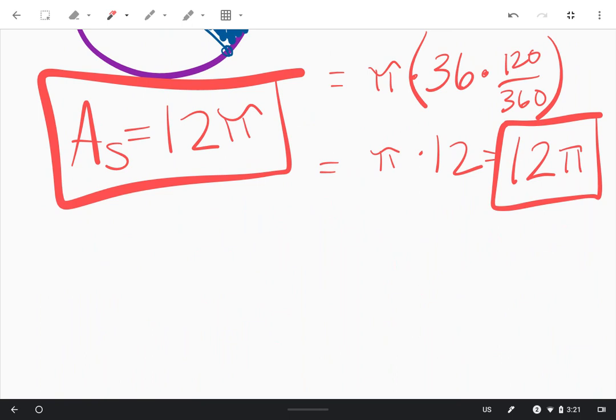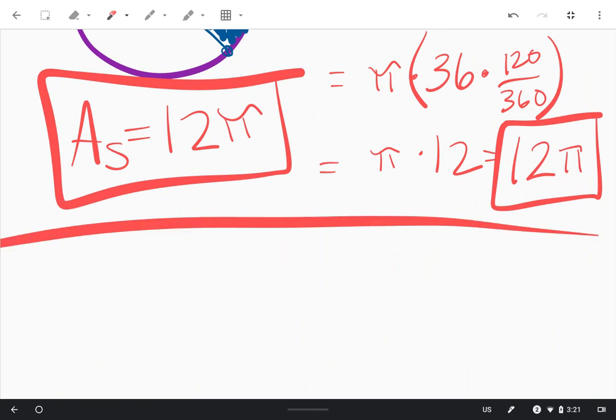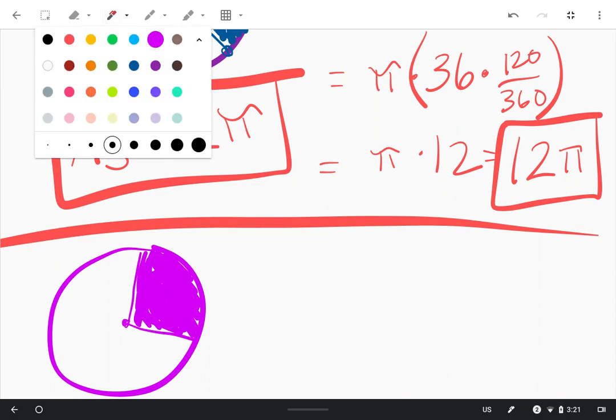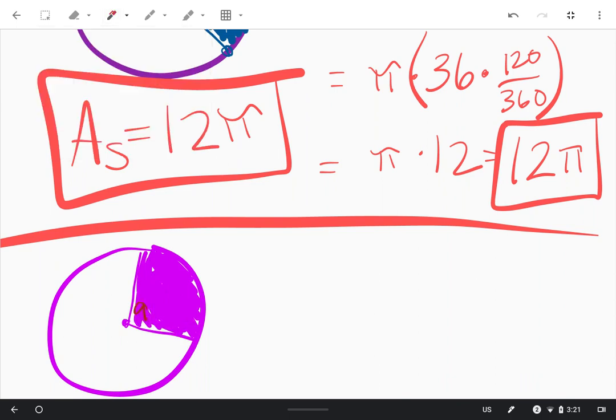But let's look at an example of arc length. Similarly, you're going to have a circle. You're going to have some part of that circle. Let's say we have it like this, and we're looking at this sector in here. And let's say we're told that this is 90 degrees and that r is equal to 8.